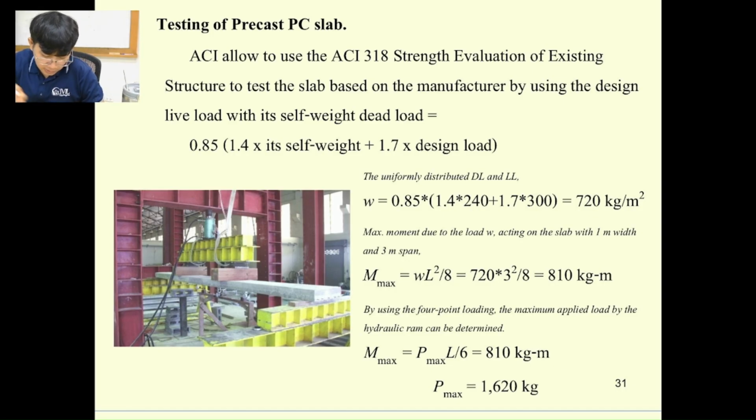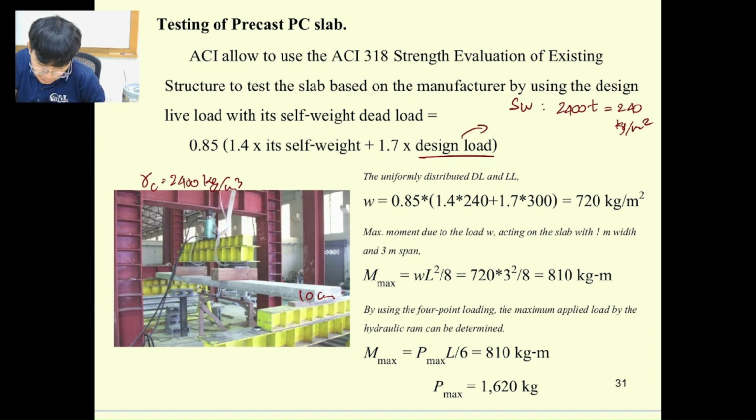According to the thickness of the slab, it's about 10 centimeters, which means the unit weight of the concrete is 2400 kilograms per cubic meter. And if I would like to get the self weight, it's going to be 240 multiplied with the thickness. So it's going to be 240 kilograms per square meter. And I have the live load, or we call it design load, assuming it equal to 300 kilograms per square meter.